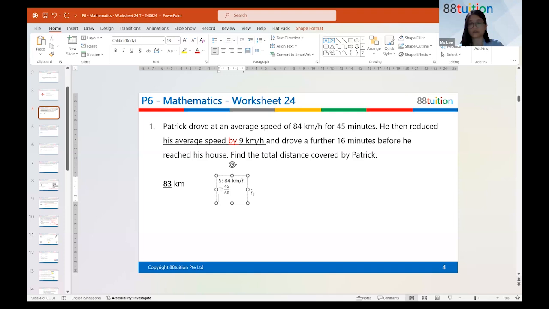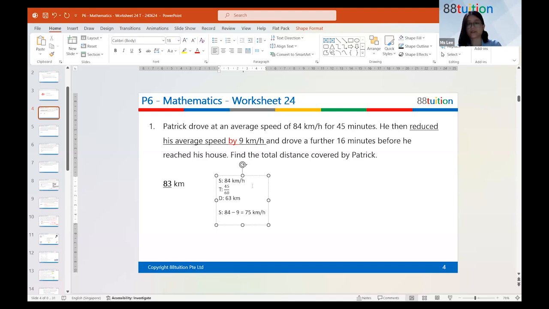So your speed is 84 minus 9. You must read carefully: is it reduced by or reduced to? I hope you know the difference in this English. If reduced to, you know that's the new speed. But if reduced by, that means you need to minus from the speed.